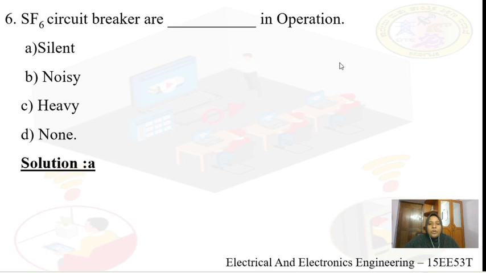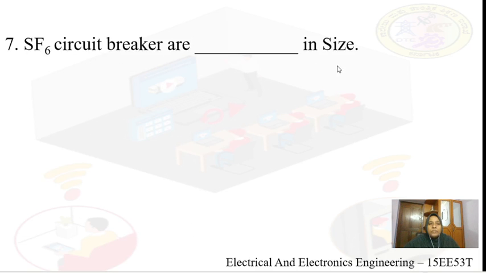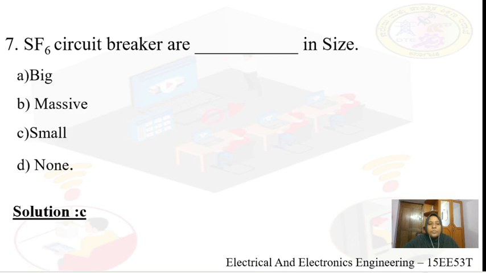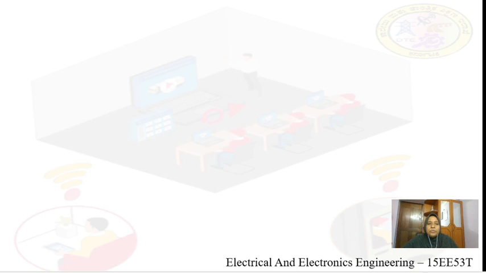Coming to your next MCQ, the seventh one. SF6 circuit breakers are dash in size: big, massive, small, and none. So the answer is option C, small. They are small in size for the same rating when you compare with the oil circuit breaker or an air circuit breaker. Coming to the next one.